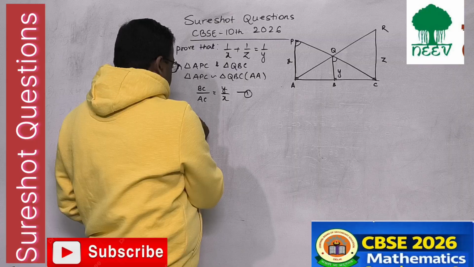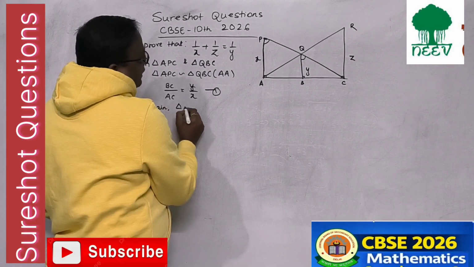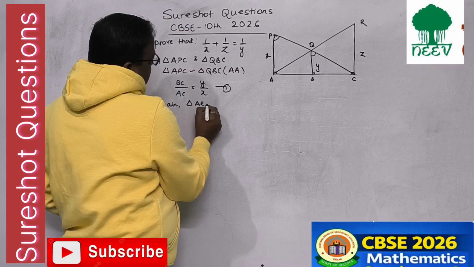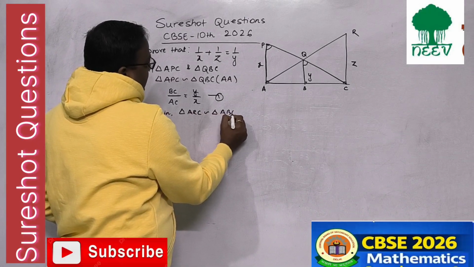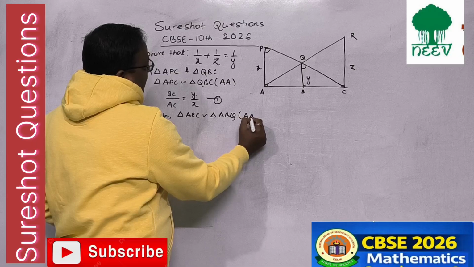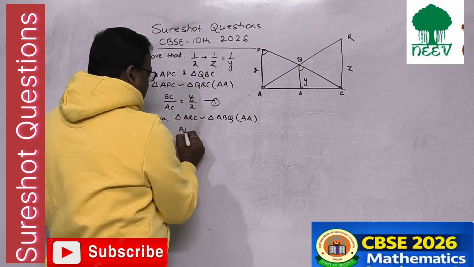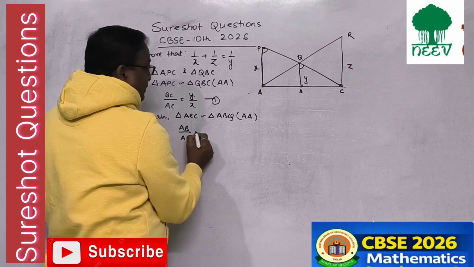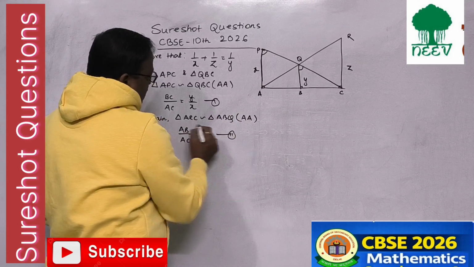Again, triangle ARC is similar to triangle ABQ using the same AA similarity. So what will happen is AB upon AC will be equal to y upon z, equation number 2.